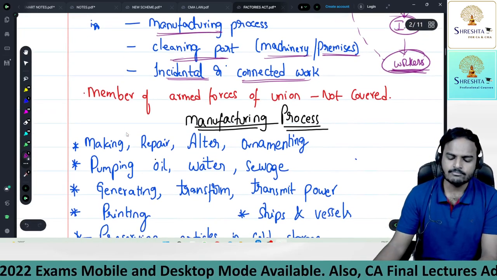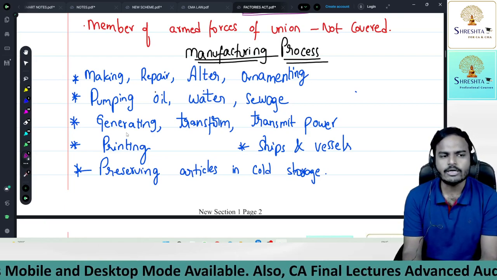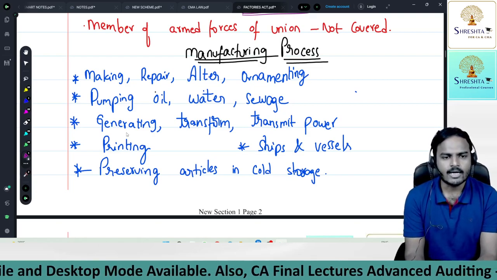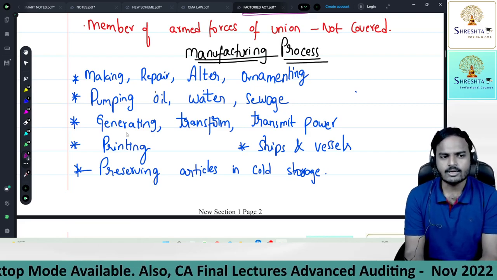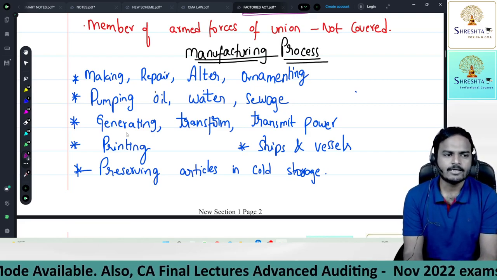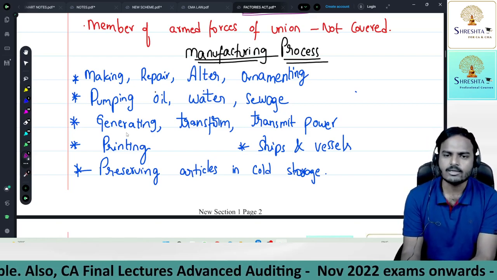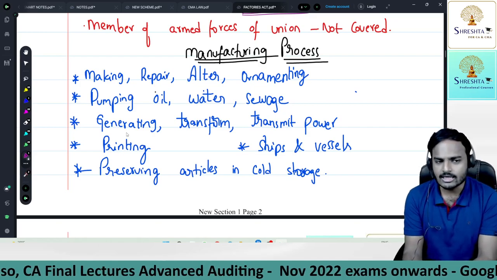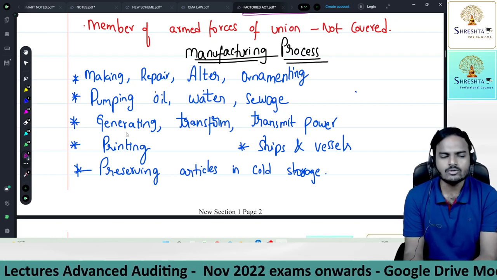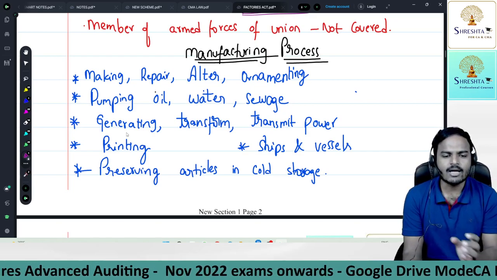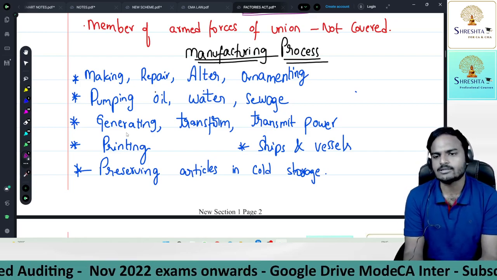Next one, manufacturing process. It is defined in an exhaustive manner, but the important words I'm giving you in this lecture are: making of a good, repairing an article, altering an article, ornamenting, pumping oil, water, sewage, generating, transforming, transmitting power, printing, construction and repair of ships and vessels, preserving articles in cold storage. I told you many times, doing something so that raw material comes into the position of finished product. The doing something is nothing but manufacturing process.